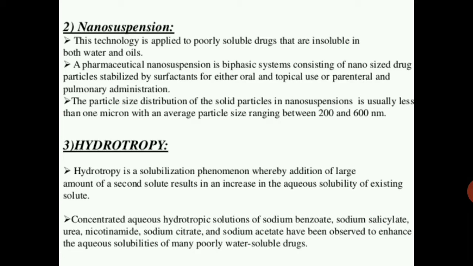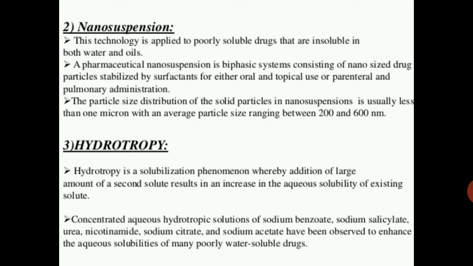Next one is nanosuspension. If we discuss nanosuspension, we can say that the technology is applied to poorly soluble drugs that are insoluble in both water and oil.